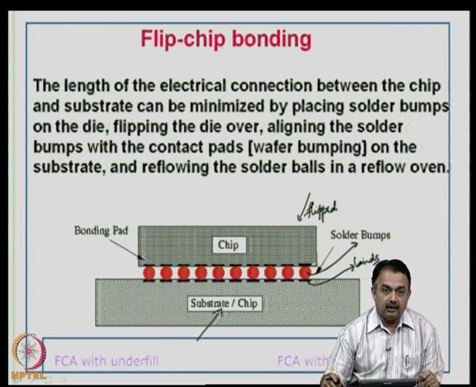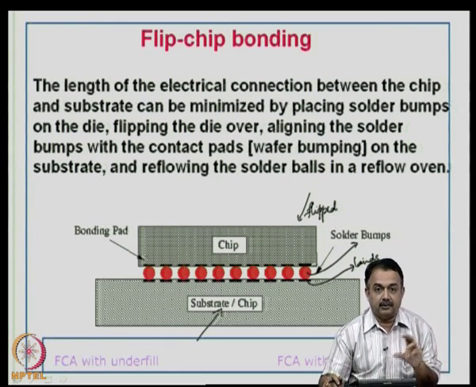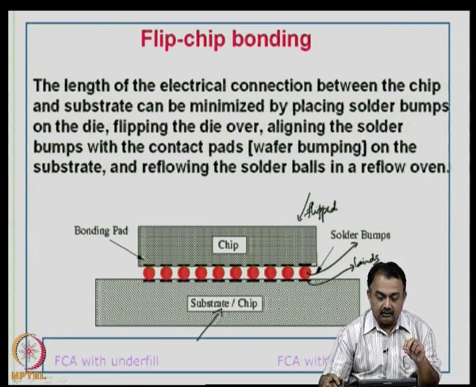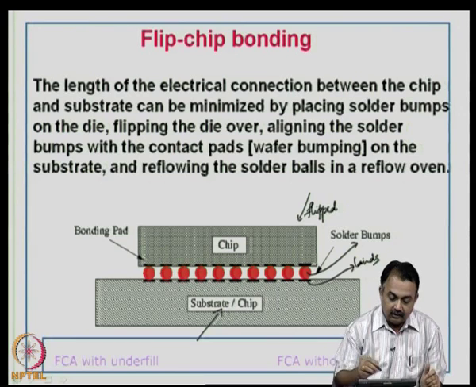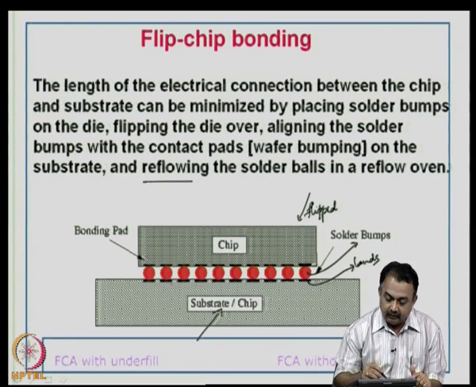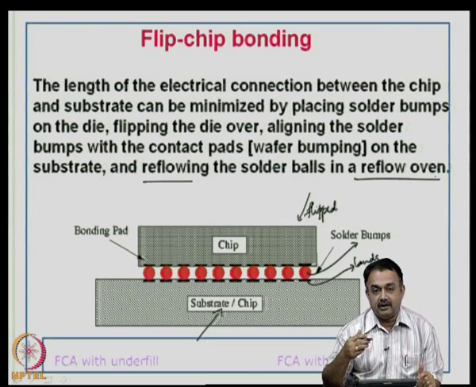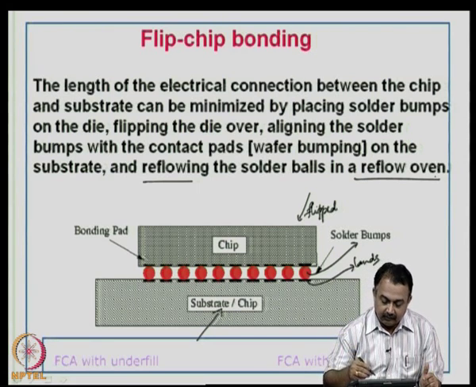So, in flip chip bonding, the length of the interconnection between the chip and the substrate is minimized by using solder bumps on the die, flipping the die over, aligning the solder bumps with the contact pads, or you can call them wafer bumps on the substrate, and reflowing the solder balls in a reflow oven. Here you are going to use a thermal process called reflow. That means you are going to activate the solder material above its melting point, and then you are going to cool it. So, a connection will be established between the molten solder and the material on the bond pad on the substrate.